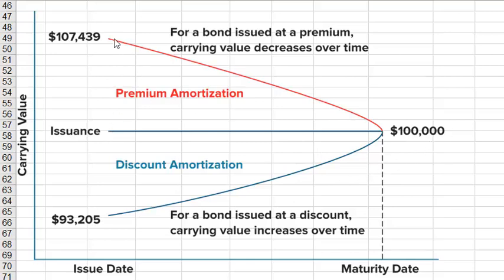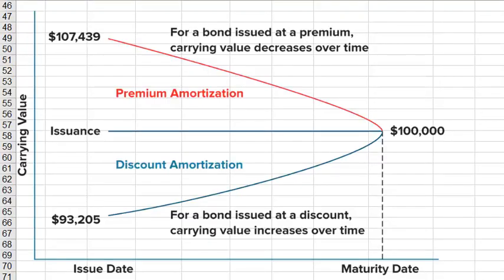Over the life of this premium, we are taking the $7,439 of premium and we are decreasing it all the way down to zero. The same thing is happening here. This amount of discount, which we have on the issue date, is shrinking and getting smaller and smaller until the maturity date. So this is our goal. Our goal is to take the premium to zero and the discount also to zero.